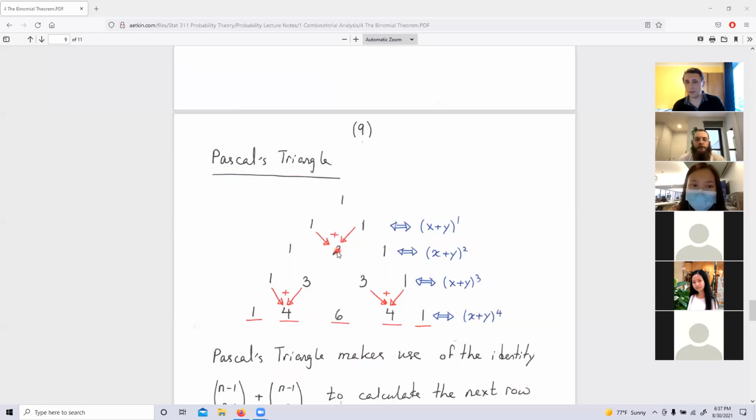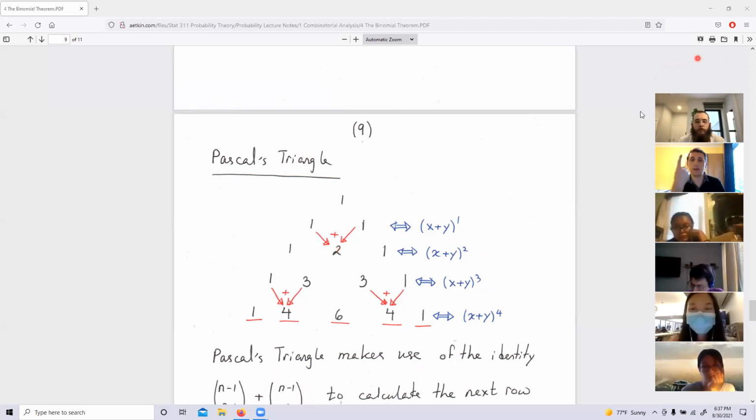Okay, look at this 2. What is this 2, guys? Look at it. This third row corresponds to (x plus y) squared. Now (x plus y) squared means we have 2 choose 0, 2 choose 1, and 2 choose 2. That's what we need to obtain. 2 choose 0 means that it's x to the power of 0. 2 choose 1 means we have 1 x, 1 y. 2 choose 2, we have 2 x's, for instance.